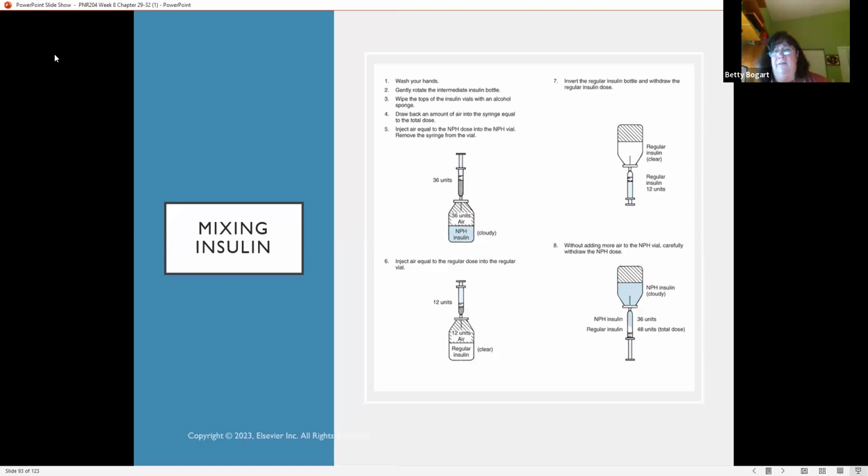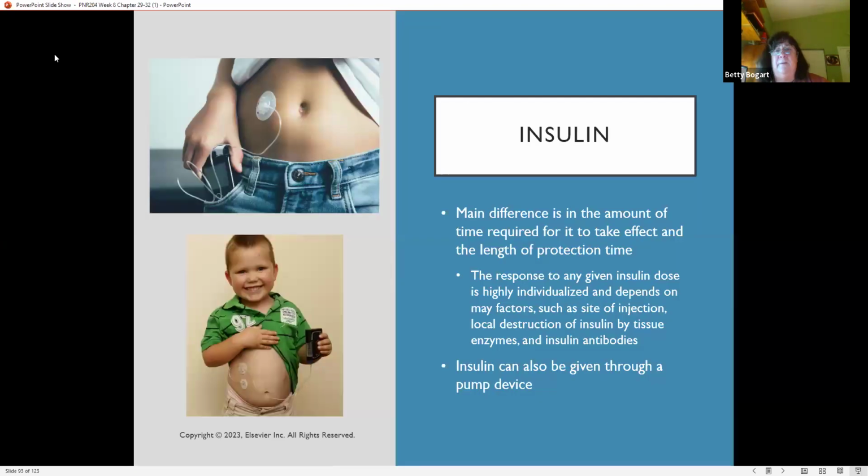Insulin. Clear before cloudy. So you pull up regular insulin and then you pull up the NPH. That's an important concept. So remember with insulin, you've got to know when it's going to be at its peak. So let's say you're giving an insulin and you gave regular insulin and breakfast isn't there, you know to go back to check that child, make sure they have something to eat because of the peaks. And children and the parents need to know that also.